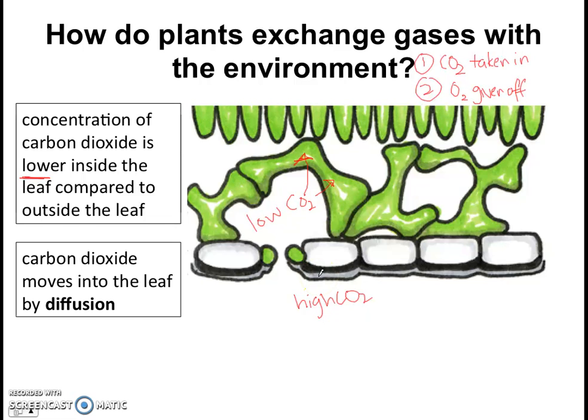So carbon dioxide will move into the leaf by diffusion. As such, carbon dioxide diffuses from a region of higher concentration to a region of lower concentration.